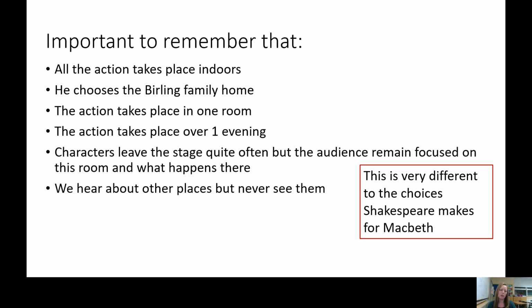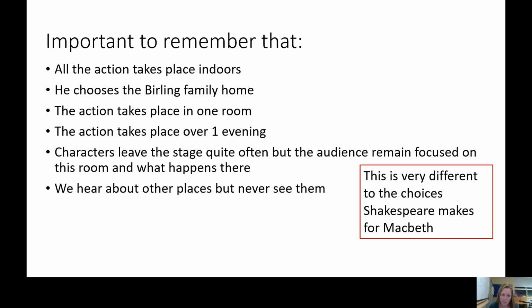Okay, so we talked a lot last time about the wider setting of Brumley and the time, but also the things that are on the slide now are really important things for you to think about, and these are all structural choices that Priestley is making. So it's important to remember that all of the action is taking place indoors. It takes place inside the Birling household, and so the audience witness that. And although we hear about things that have taken place in Brumley and outside, we don't see that. We never see that represented through action on stage. So he chooses the Birling family home as a setting.